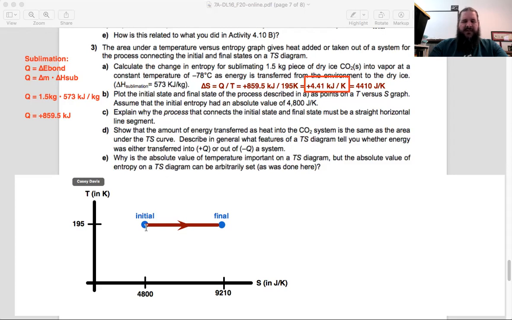Yeah, no change in temperature means no up or down motion on this graph. We're just moving to the right as entropy increases because we're adding heat to the system, but we're not changing the temperature because it's only a phase change. And then show that the amount of energy transferred as heat is the same as the area under the curve. How would we calculate the area under the curve here?